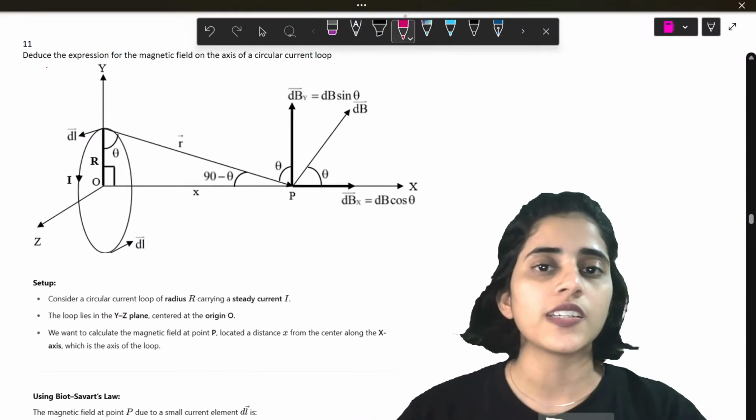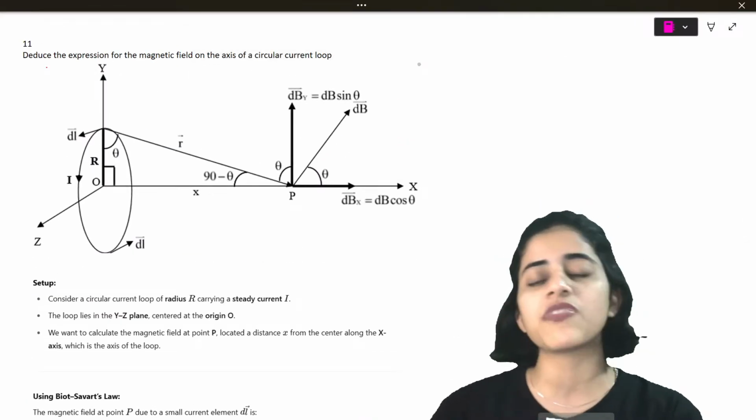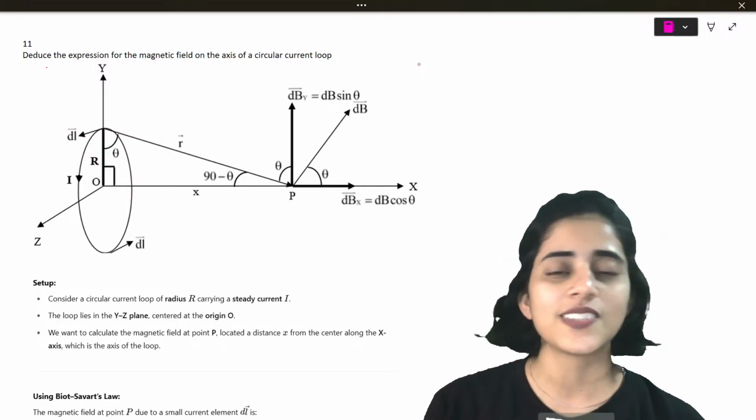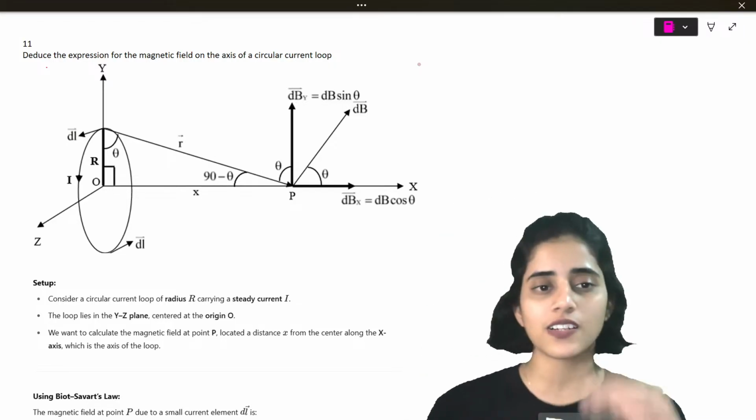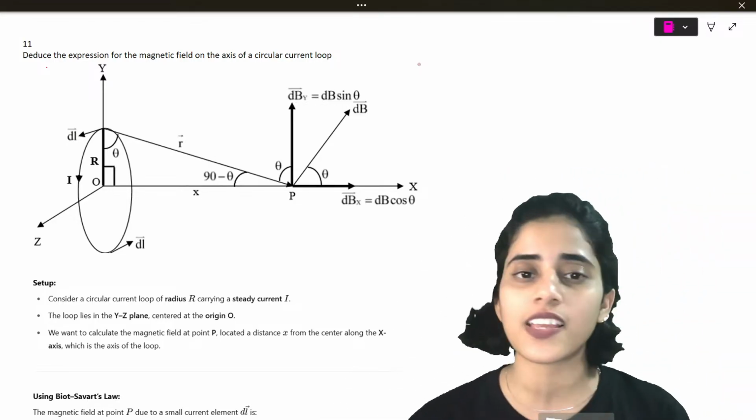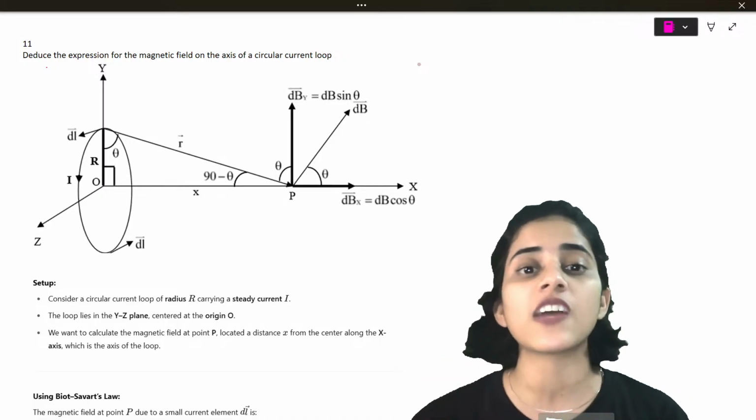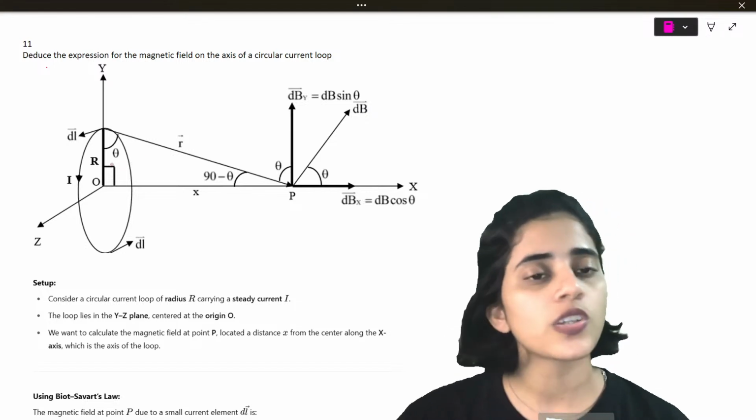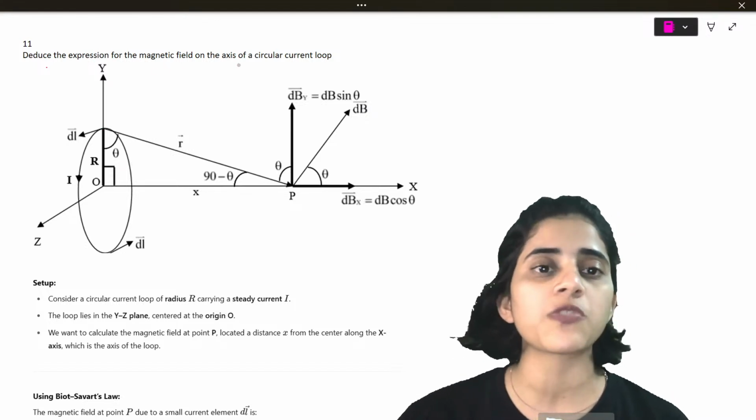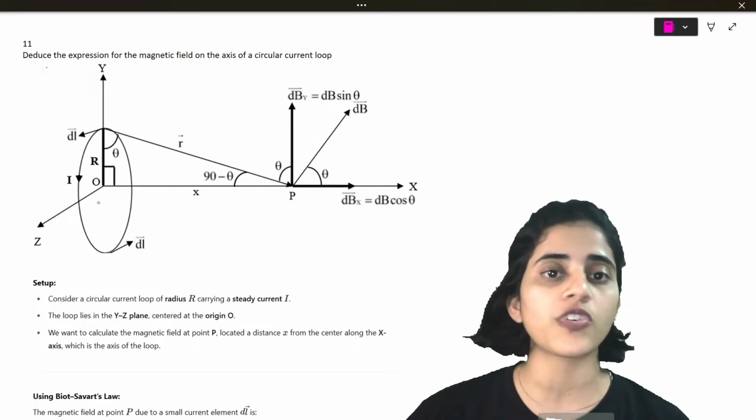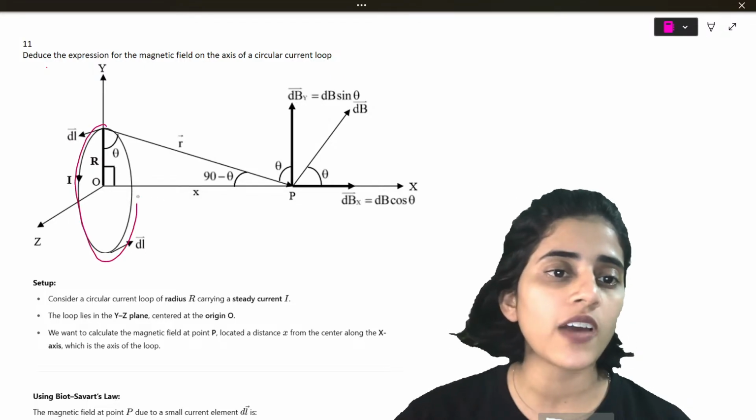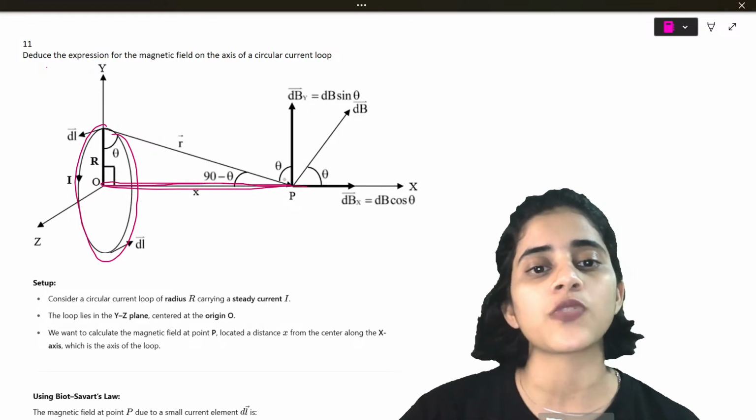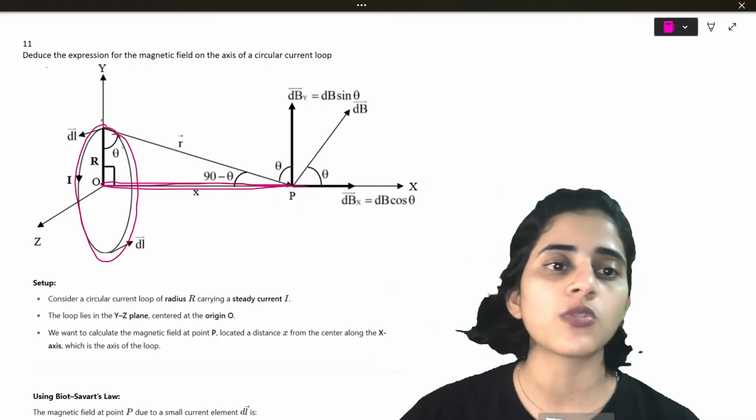Let's move on. Next is a very important, very famous derivation. It's been asked so many times in previous year papers, but I can't tell you if it will definitely be asked in the next exam, but this is a question that has been asked several times. So here, what is it? You have to find out the expression for magnetic field on the axis of a current carrying loop. Okay. So you have a current carrying loop and you want to find out the magnetic field on the axis of the loop.